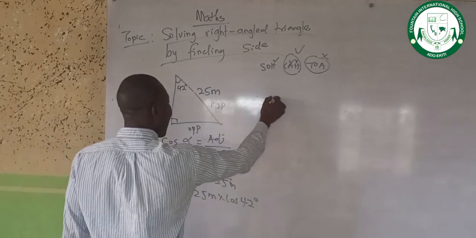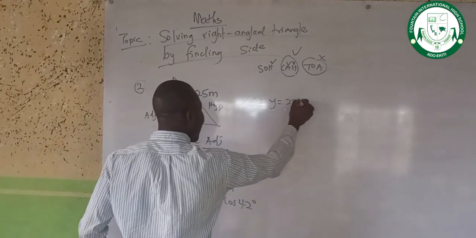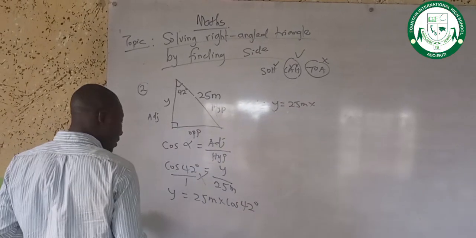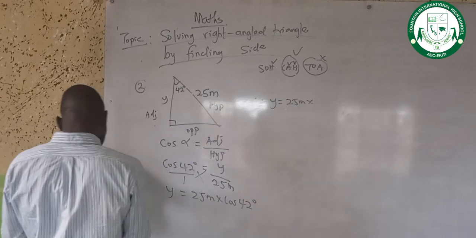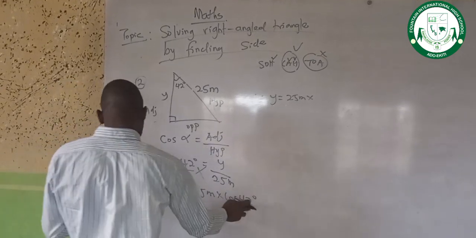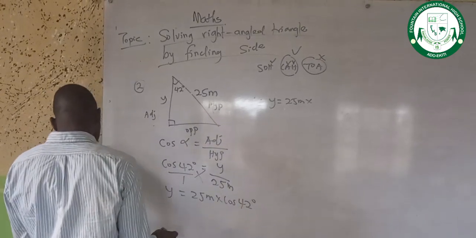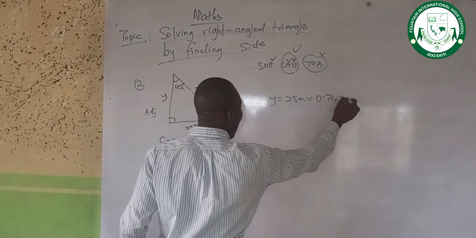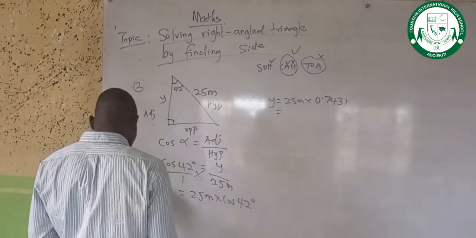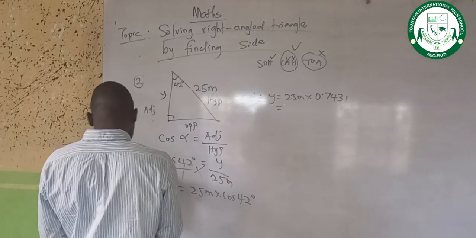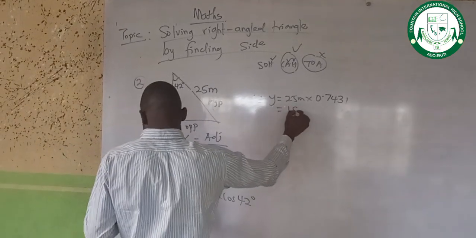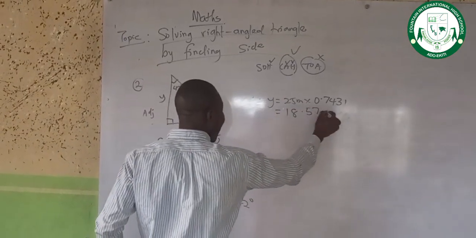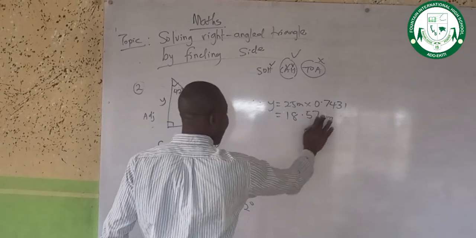Therefore, we have y to be equal to 25 meters multiplied by, when we look for cos 42 degrees in our formula, that's 42 under 0, we have 0.7431. So when we multiply these two figures together, it's going to give us 18.57 meters, rather, we're working in meters.